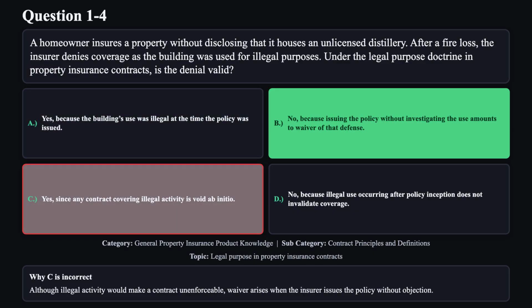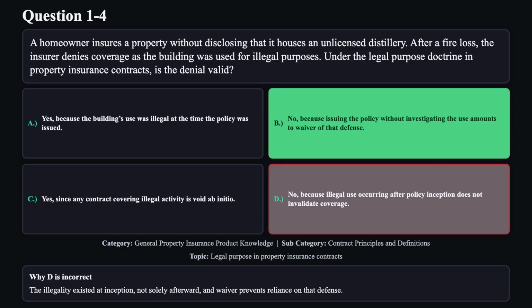Reason C is not correct. Although illegal activity would make a contract unenforceable, waiver arises when the insurer issues the policy without objection. Reason D is not correct. The illegality existed at inception, not solely afterward, and waiver prevents reliance on that defense.